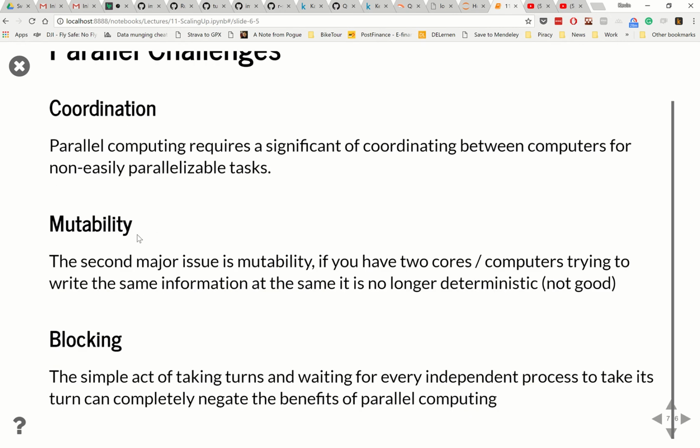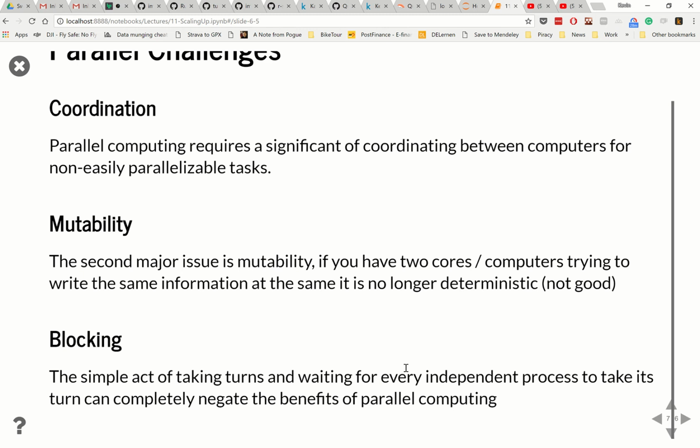The second issue is mutability. If you have two cores trying to write the same information at the same time, you end up with this non-deterministic behavior, where if one tries to add 5 and the other one tries to add 1, you'll end up adding 5 or 1. And that's not really the kind of behavior you want to see if you want to have reproducible work.